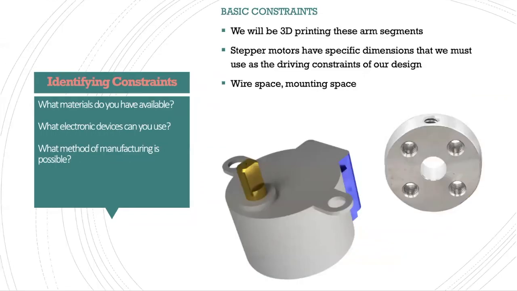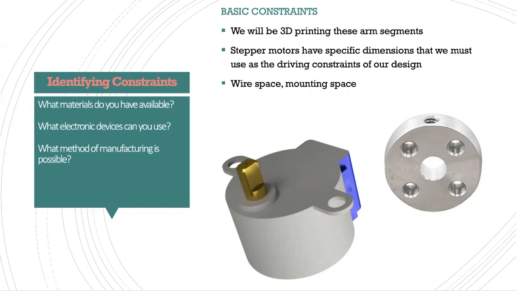First, we're going to identify the constraints of this design because they're pretty straightforward. Basically, we need to be 3D printing these arm segments. So we can't have massive arm segments that don't fit in the 3D printing bed, right? Unless you have a giant 3D printer, which I believe Joe will talk about more in the next workshop, which is the 3D printing workshop.